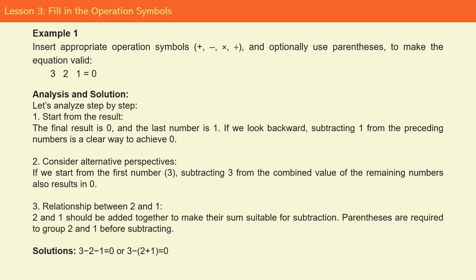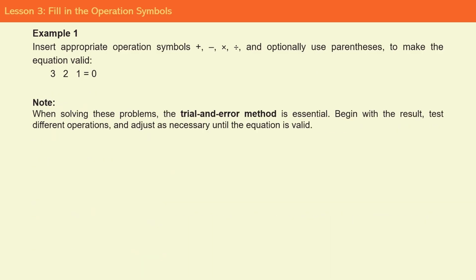Finally, let's look at the relationship between 2 and 1. They should be added together to make their sum suitable for subtraction, and parentheses are required to group 2 and 1 before subtracting. When solving these problems, the trial and error method is essential. Begin with the result, test different operations, and adjust as necessary until the equation is valid.